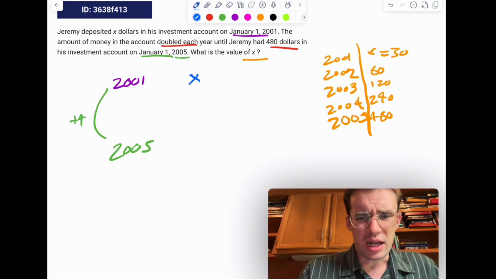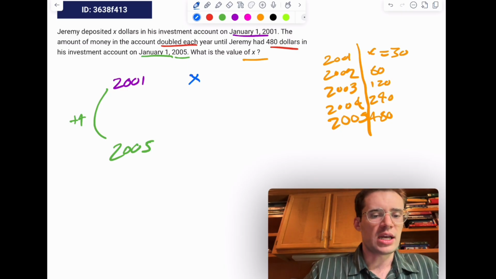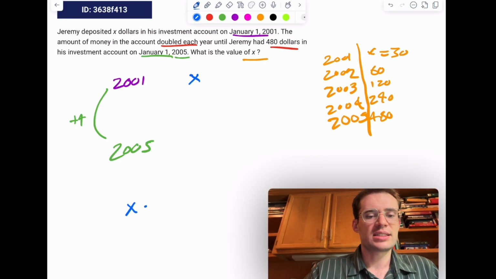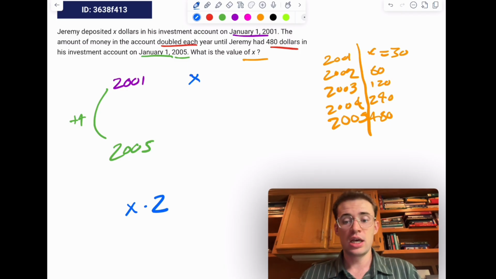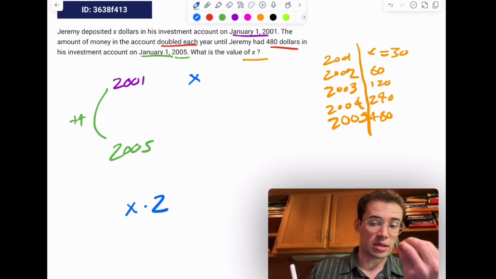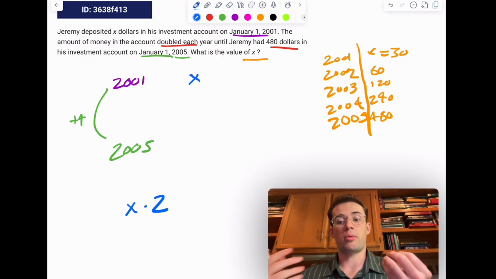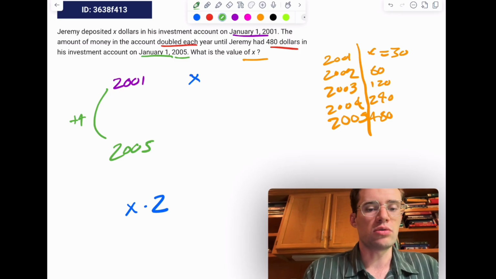If you want to do it more with an exponential function, you could say each year it's doubling, right? So each year you're multiplying by 2. So you could say it's basically X times 2 to the power of the number of years. Because if it's 1 year past, you multiply by 2 once. If it's 2 years past, where you go to 2003, you multiply by 2 times 2, so 2 squared. 3 years past, you multiply by 2 cubed, 2 times 2 times 2. So 4 years past, we'd multiply by 2 to the 4th.